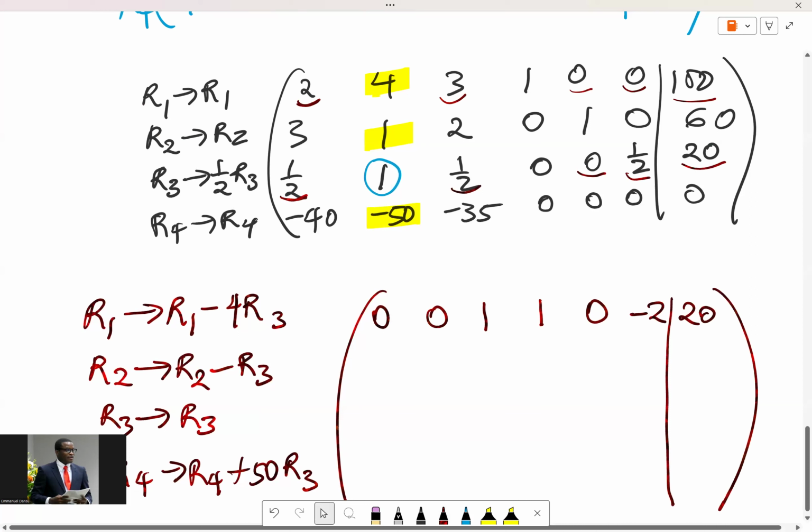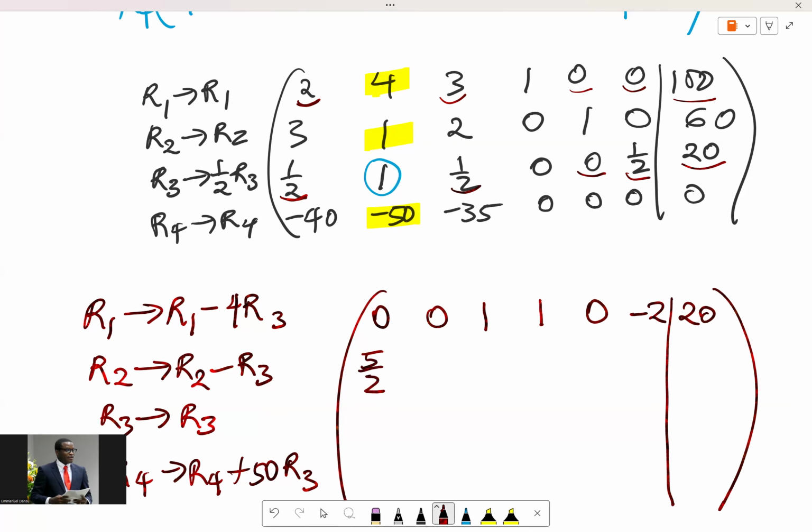So 3 minus half. 3 is 6 over 2, right? 6 over 2 minus 1 over 2. That's simply 5 over 2. That's a smart way to go. Then 1 minus 1 is 0. Then 2 minus half. 2 is 4 over 2. So 4 over 2 minus 1 over 2. That's 3 over 2. Then 0 minus 0 is 0. 1 minus 0 is 0. Then 0 minus half is minus half.